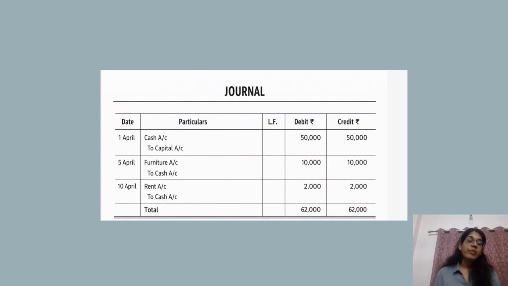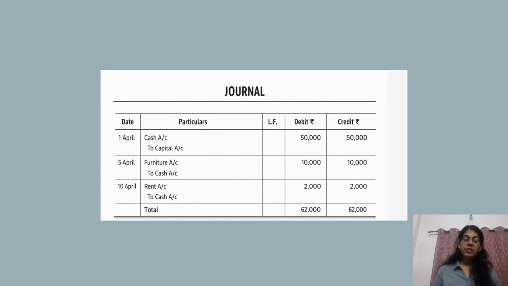Third, paid rent. If we are paying rent, rent is an expense, right? So it falls under the nominal head. And because it is a nominal account, the rule is every expense has to be debited. So rent will be debited. We are paying cash. Cash is going out. Cash is a real account. Debit what comes in, credit what goes out. Cash is going out, so it will be credited. So this is the way we prepare the journal entry.